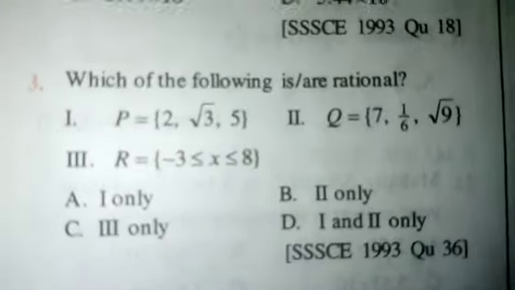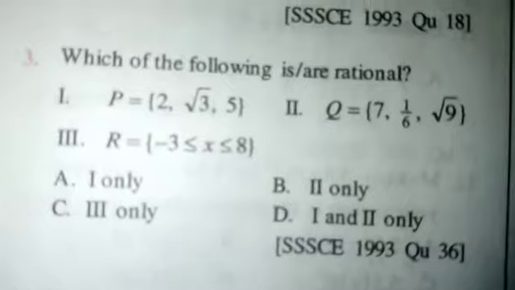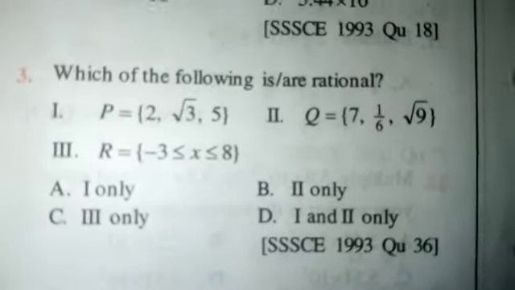Once again, here's the question, right? They say which of the following is or are rational? So first things first, you must know what irrationals are. I've already explained that. So let's pick the first set, whereby you have P is equal to 2, root 3, as well as 5. Then you just need to check the members in that set, right? And are they rationals? Is that okay?